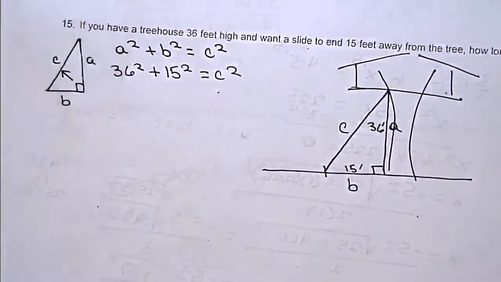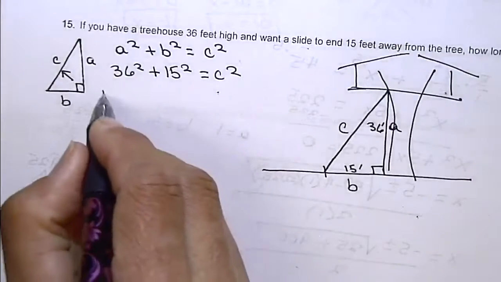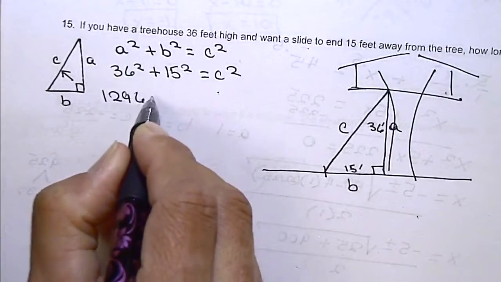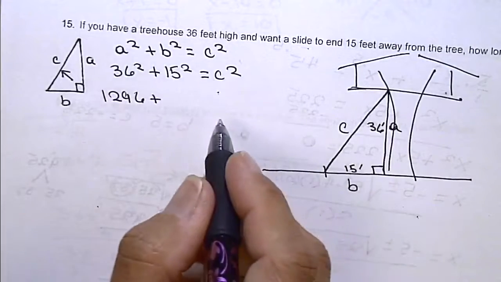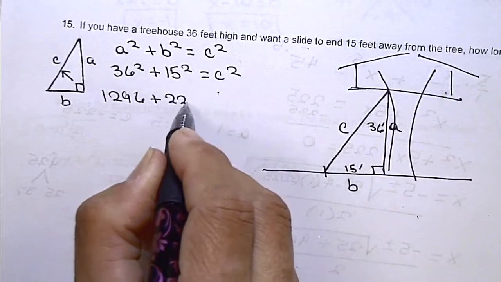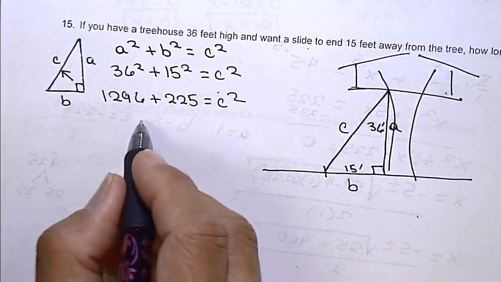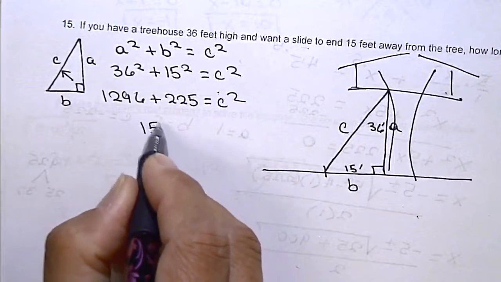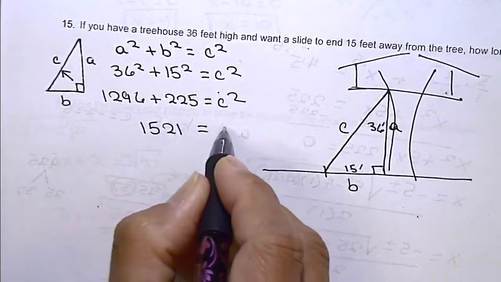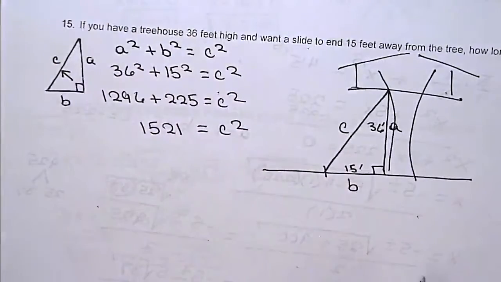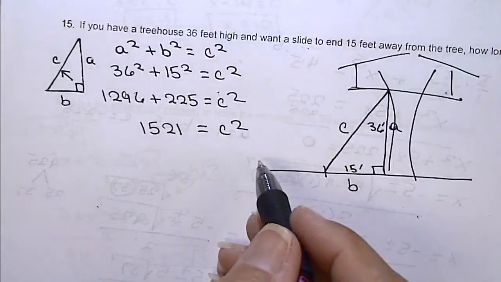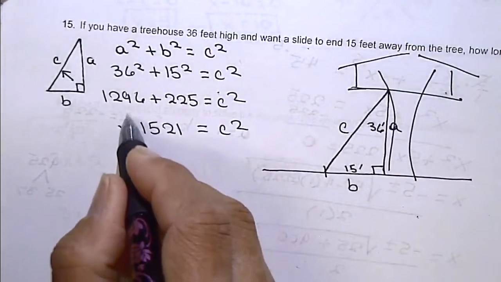Now, at this point, you're going to take your calculator and say 36 times 36. You get 1296. And you're going to say 15 times 15. You get 225. That has to equal C squared. Well, I'll add those two together, and I get 1521 is equal to C squared. And here I'm back to, okay, I can take the square root of both sides, right?